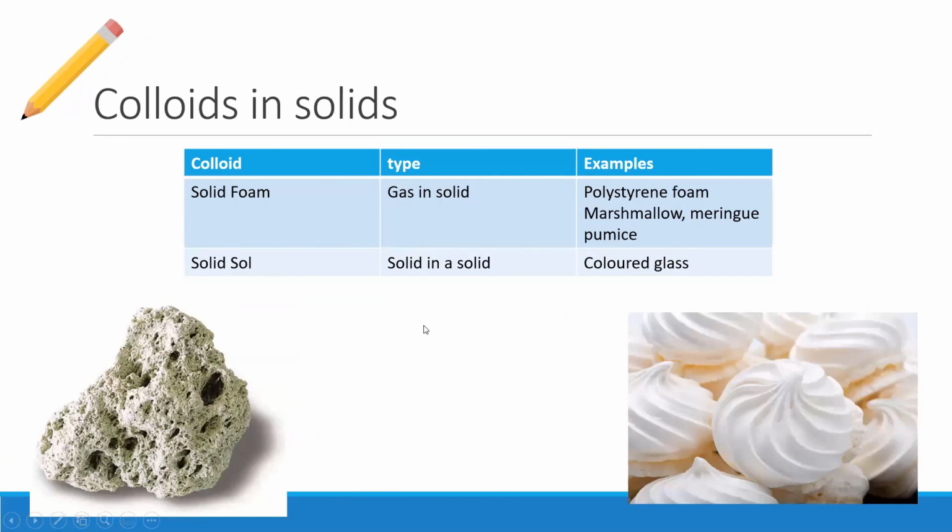Last is solid foams, colloids in solids. When you take a colloid, you mix it with a solid, you can get solid foams. An example of a solid foam is a gas in a solid. You can get polystyrene foam. Marshmallows are also a form of a gas mixed in with a solid.